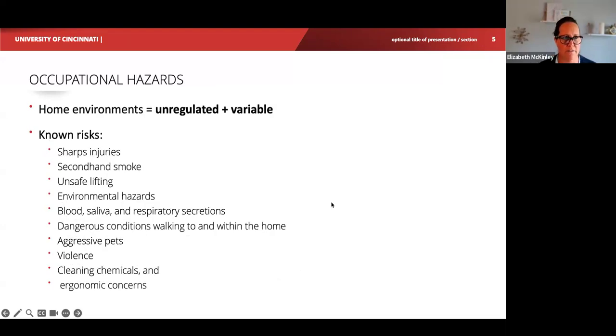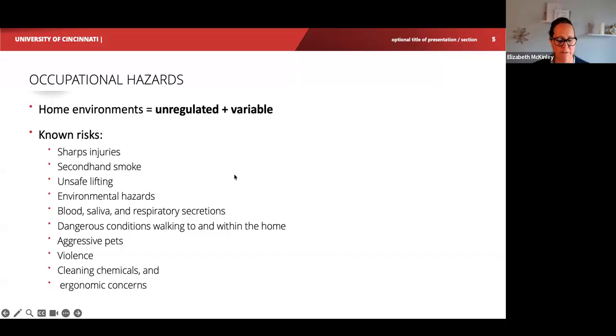So as I've said, the home care environment is unregulated and it's variable. It's as unique as each of our own homes. The known risks are sharps injuries, secondhand smoke, unsafe lifting, environmental hazards, blood, saliva, respiratory secretions, pets, violence, cleaning materials, as well as slip, trip, and fall hazards that are within the home.